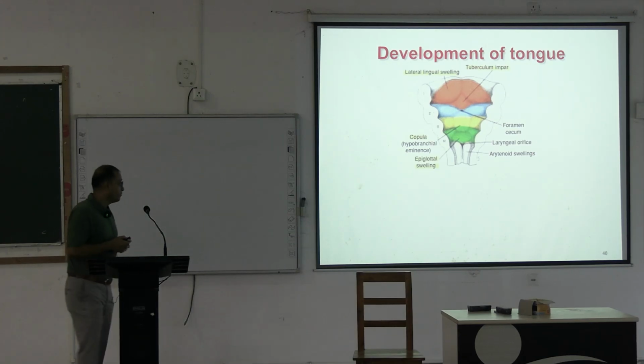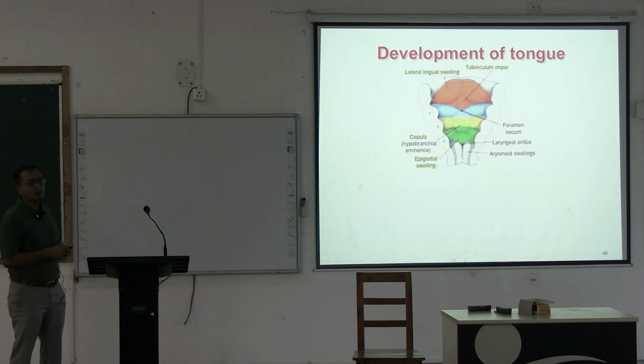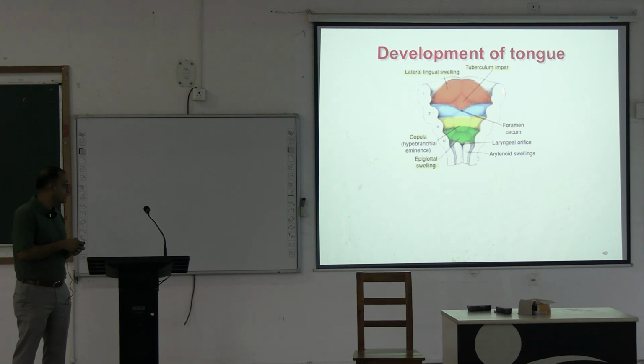The tongue develops from two parts: the anterior 2/3 and the posterior 1/3. The anterior 2/3 comes with swellings, which we call lingual swellings, the right and left lateral lingual swellings. The midline swelling we call the tuberculum impar, which joins the next swelling lying exactly posterior to it. We call that the copula, also known as the hypobranchial eminence.